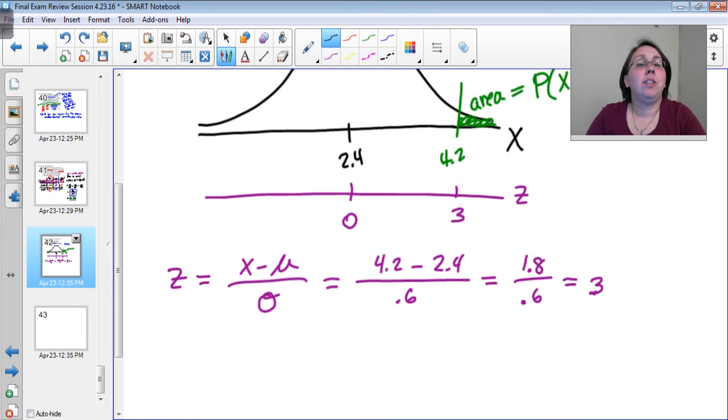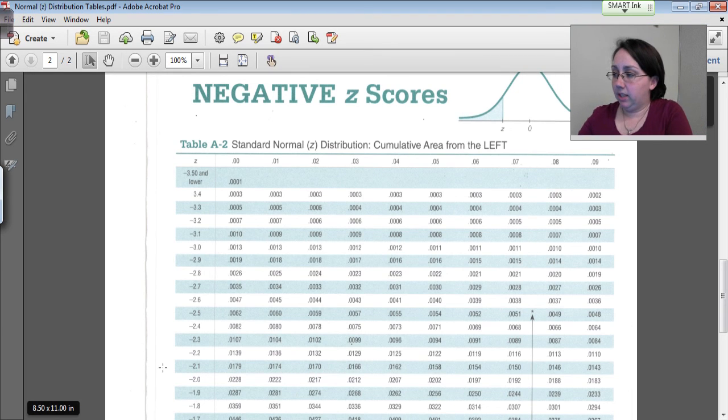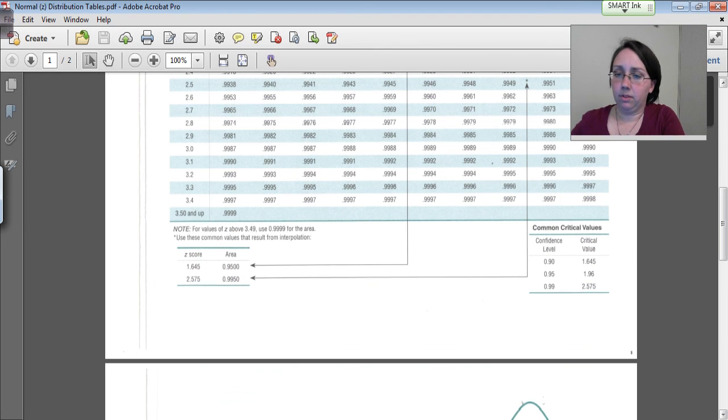All right, what do you do with your z-score? You look it up. Where? On your table. All right, z-table. What am I looking up? 3. All right, positive z-score table. And there's, whoops, come on. There's the 3.